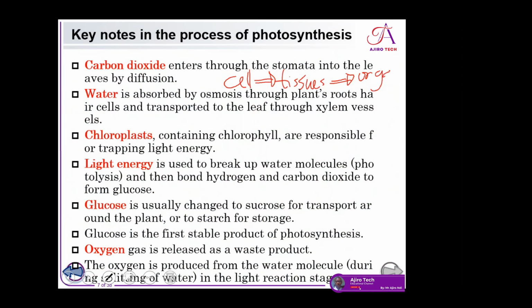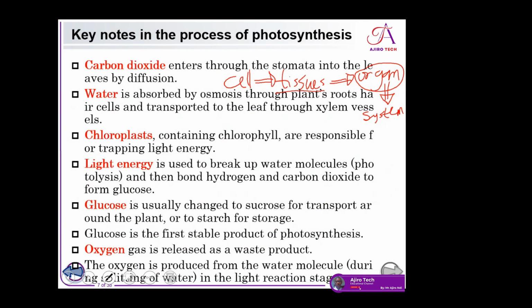An organ, right? And a collection of organs that perform the same function become an organ system. Of course, you have the organism. So the leaf is an organ because it's made up of a collection of different tissues. So that starts with the story of photosynthesis.